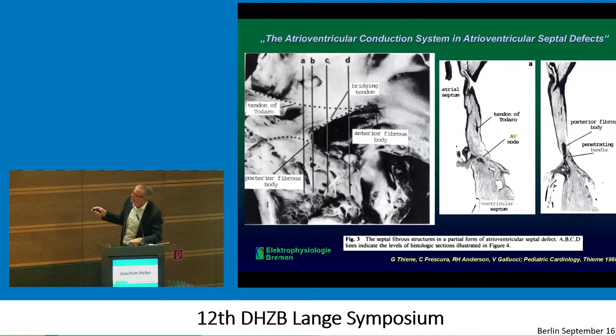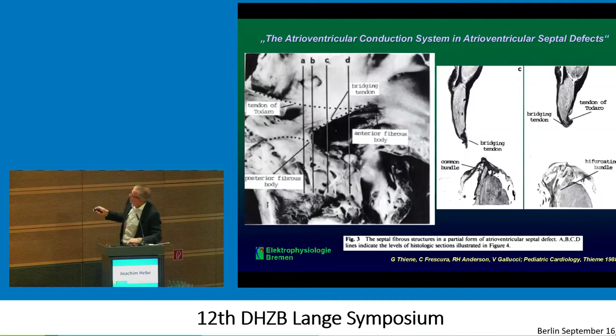Sections from atrial to the ventricular level, and look at the AV node, which is sectioned here, and you see the orifice of the tricuspid valve annulus, or the tricuspid valve ring, the bridging leaflet, penetrating bundle here, very, very close to the valvular area.